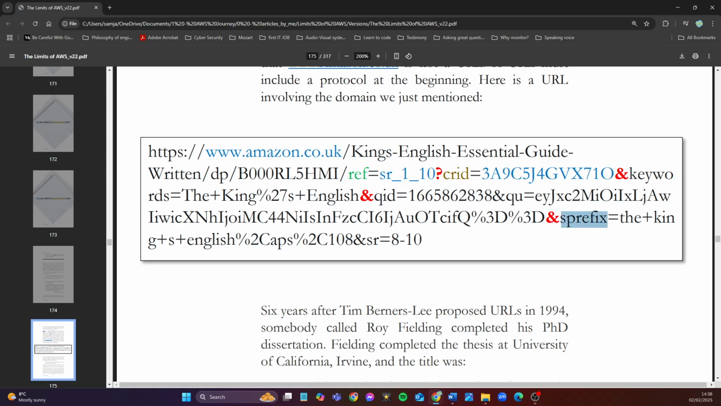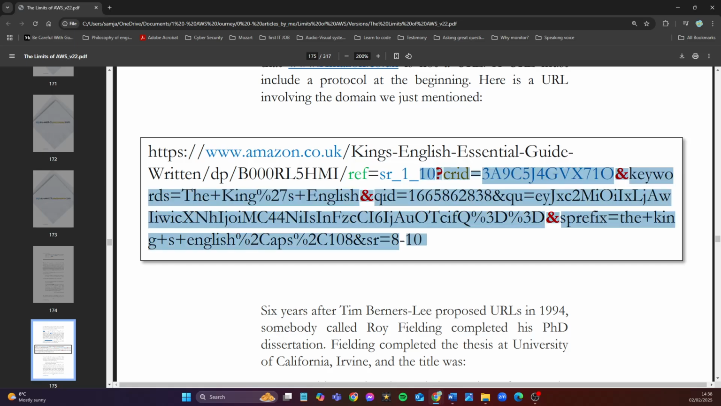Then sprefix=. So how many parameters have we got? We've got ref=SR110. That's kind of a special parameter because it's before the question mark. We have one parameter after the question mark, CRID. A second parameter, keywords. A third parameter, QID. A fourth parameter, sprefix. And that's it. So four parameters here.